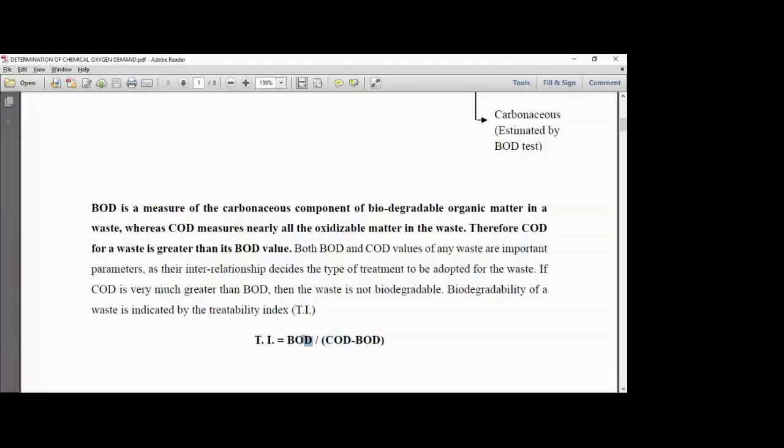In the numerator you have organic and in the denominator you have inorganic, right? So if the denominator is on the higher side, this particular TI index will be less. If inorganic content is more, the TI value will be less, and if the TI value is less, the waste is not biodegradable. You'll have to think of something different.